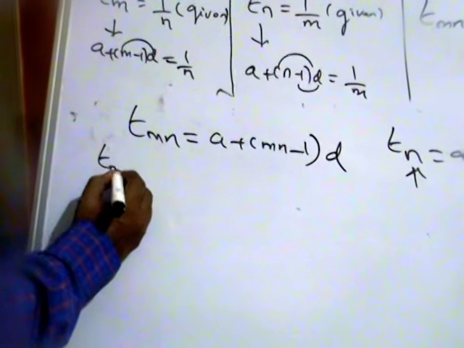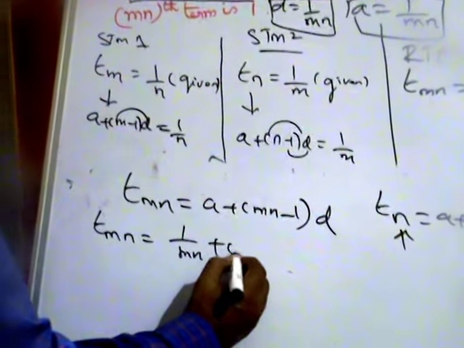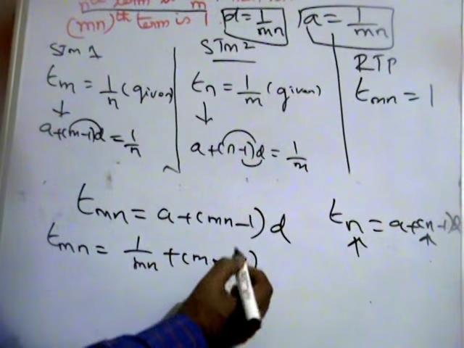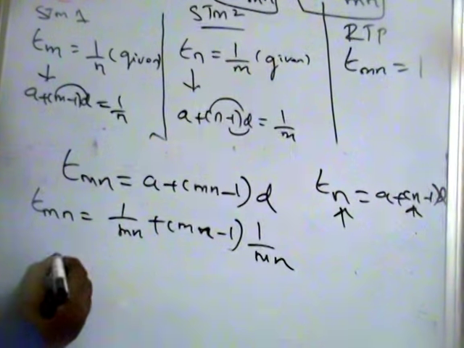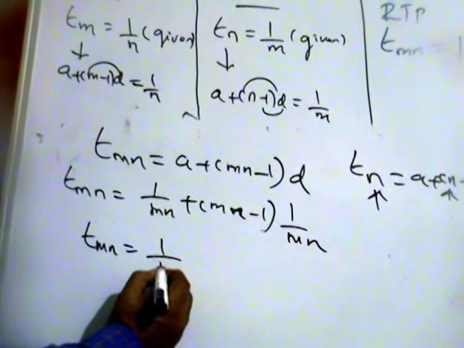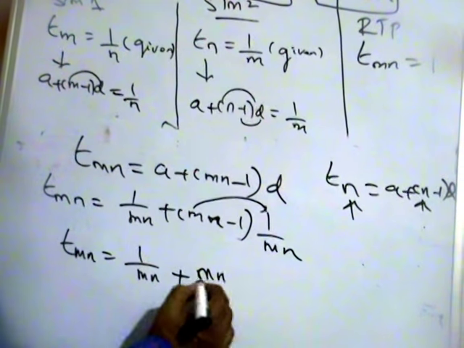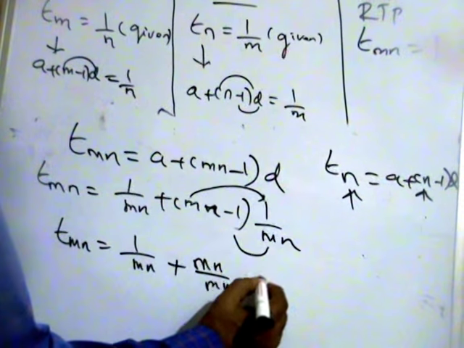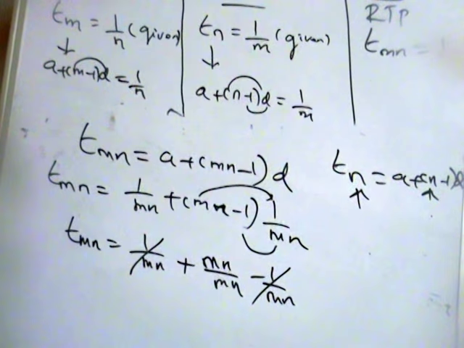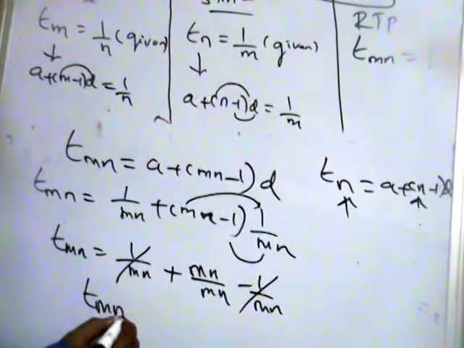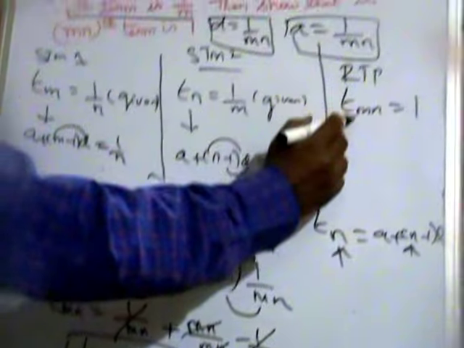So term mn equal to a is nothing but 1 by mn plus mn minus 1 into d is also 1 by mn. So write term mn equal to 1 by mn plus, when you multiply this you get mn by mn. You get minus 1 by mn plus 1 by mn and minus 1 by mn gets cancelled. So you get T mn is equal to mn gets cancelled, you get 1. So that's what you have to prove. You have to prove term mn equal to 1.